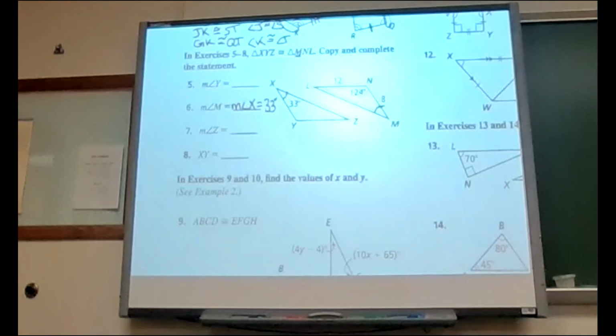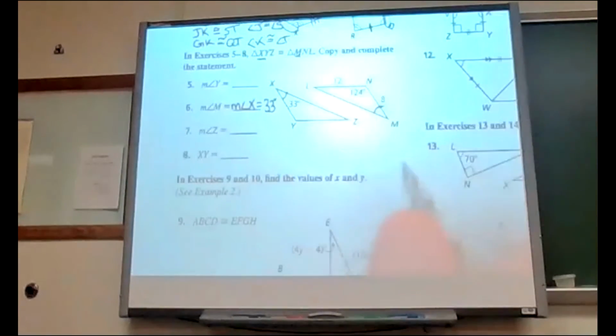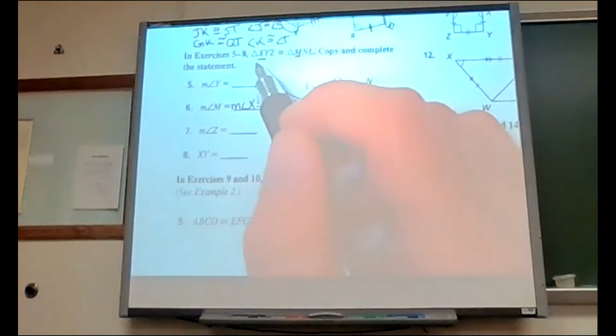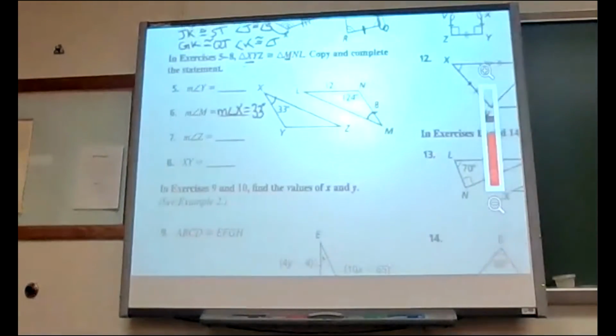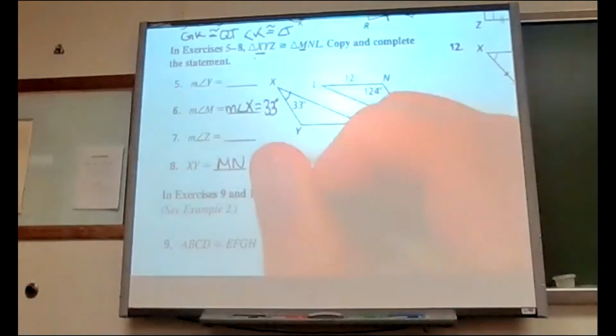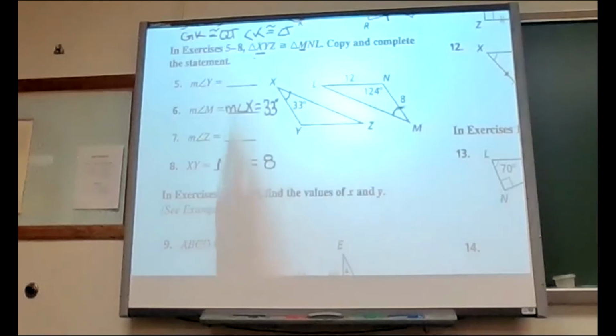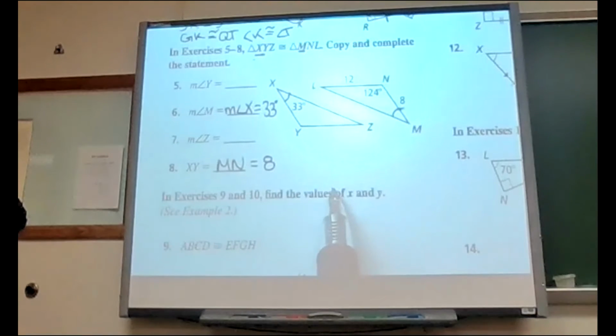On 8, XY, what would XY be congruent to in the statement? XY would correspond to MN. And what does MN equal? 8. Okay, so I can also fill in values here, not just what piece they are equal to, but what that means their value is. Okay, if MN is 8, then XY is 8 because they're congruent parts.